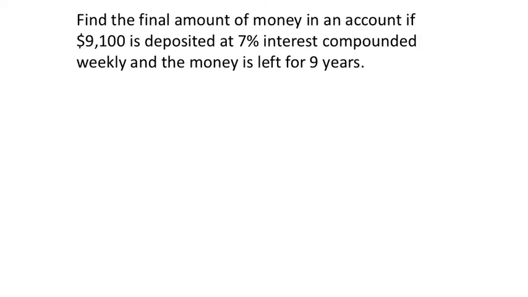Find the amount of money in an account if $9,100 is deposited at 7% interest compounded weekly, and the money is left for 9 years. So the same number of years, different amount of money, different interest rate.